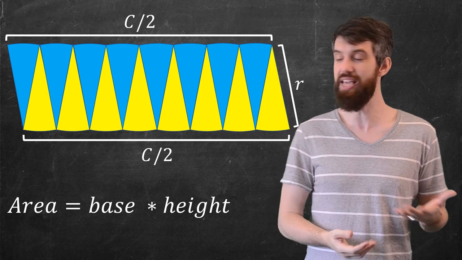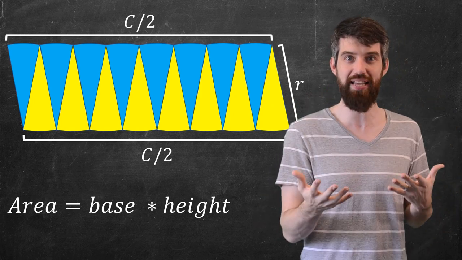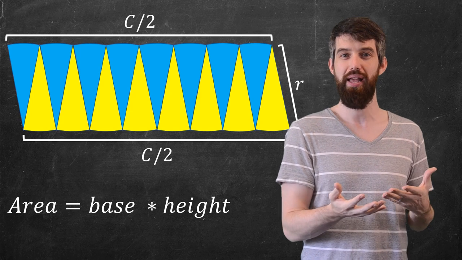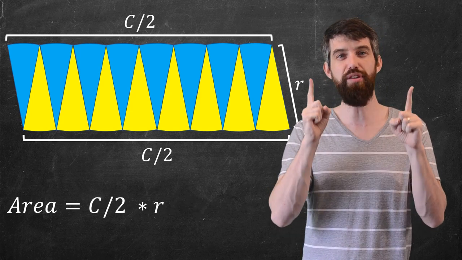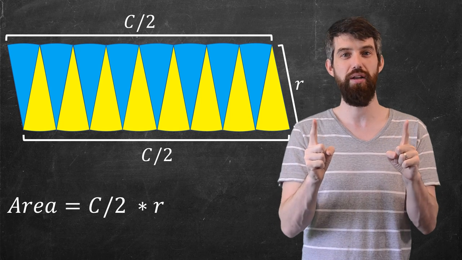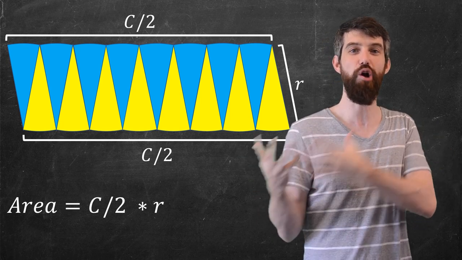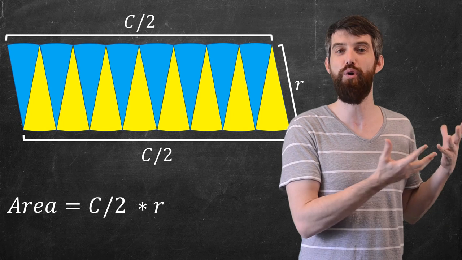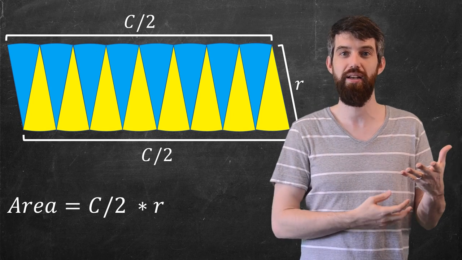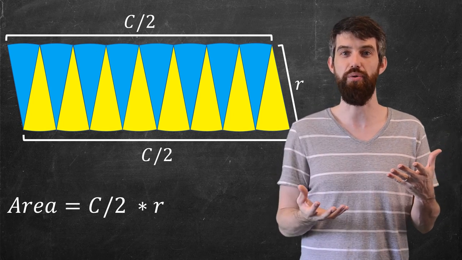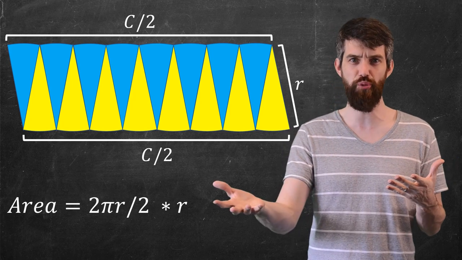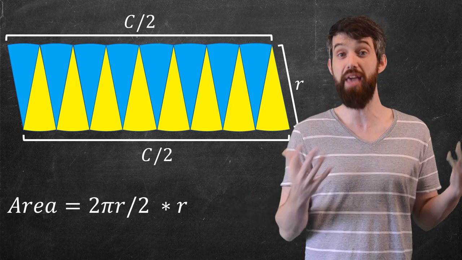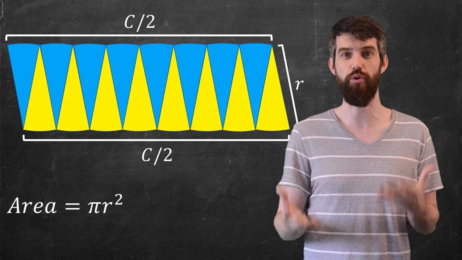So in this case, the area of the sort of idealized rectangle I'm getting closer and closer to is just going to have a height, the radius, and a width, the circumference divided by 2. So the area of my original circle is therefore going to be just this radius times the circumference divided by 2. And then if you happen to know that the circumference is 2 pi times the radius, you could plug that in and you get that the area is pi times the radius squared.